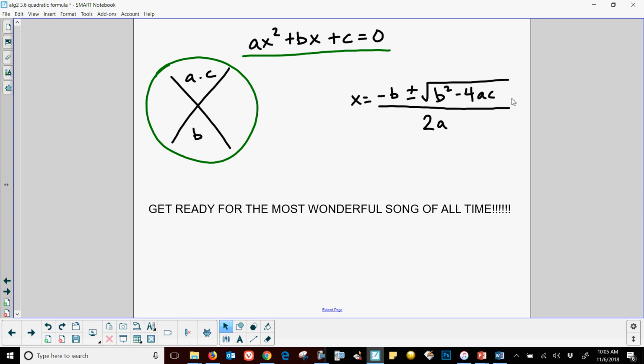Now, my students get to learn a lovely song that I actually got off YouTube somewhere, so hopefully this isn't a copyright issue because I really have no idea where this came from. So give me 1 second, and I'll get the song ready for you. All right, so here we go. It's quadratic formula, this right here, but in song form. Hopefully you guys can hear it okay.